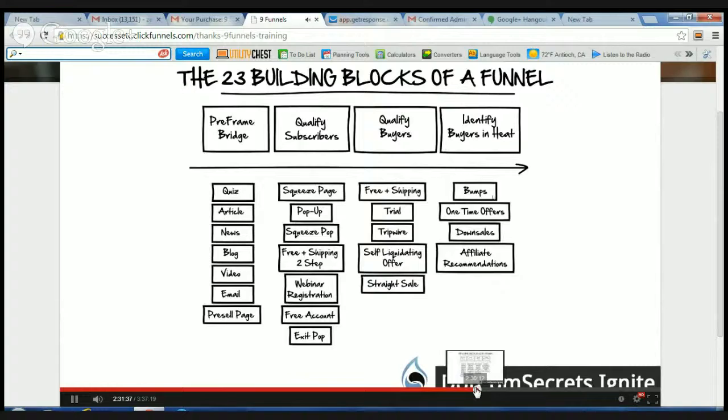Sure. So here's building the funnel. So we're looking at getting our website ready. This would probably be what it is. For $37, you want me to give you my quiz, article, news, blog, video, email, pre-sale page. So we're doing the Hangouts are like video stuff, right? Yeah. So this is to get it ready to have the squeeze page pop up, squeeze page, free shipping offer, webinar registration, free account, exit pop. So this is where we're at.